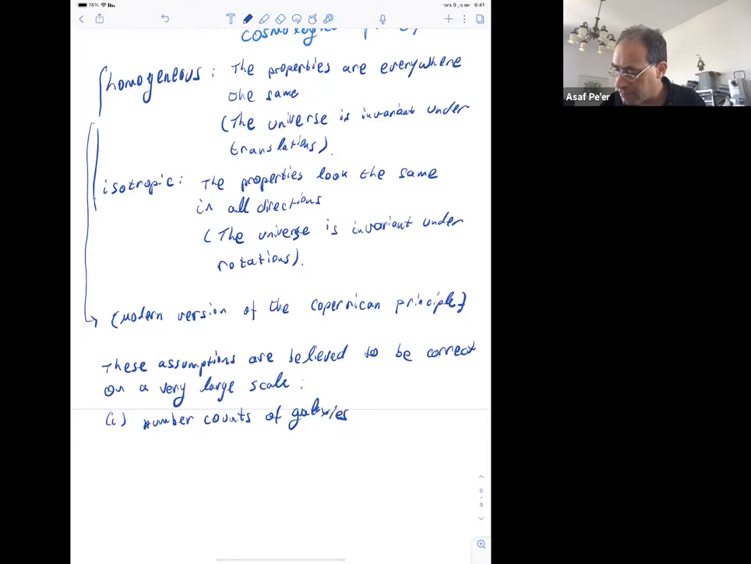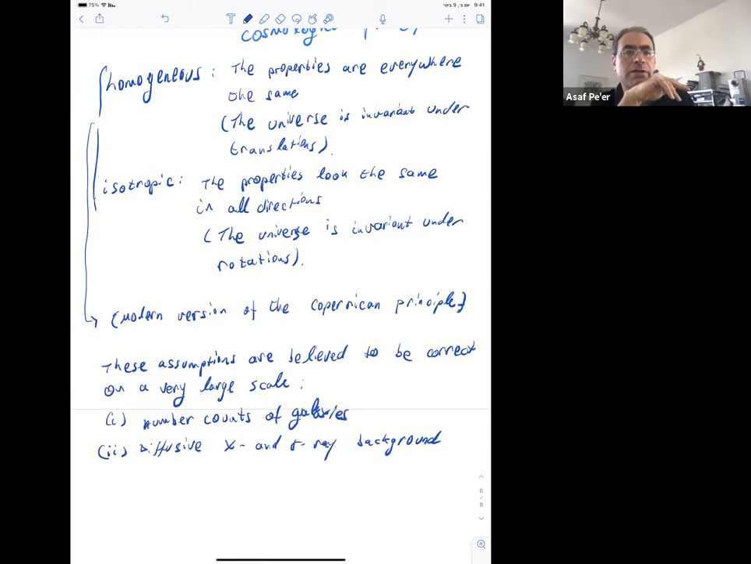When we're looking at the observational diffuse X-ray and gamma ray background, and most importantly, what is the best evidence we have for this homogeneity and isotropy? That's something I would expect at least one of you to tell. What would that be?